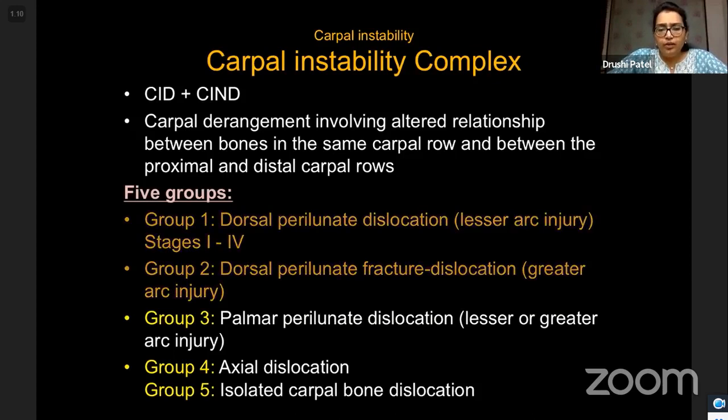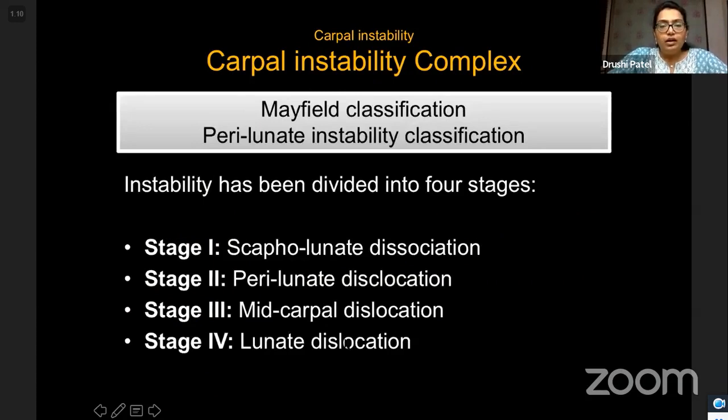We are going to see only the first two, because of the perilunate, because of the presence of the space of Poirier at the volar aspect, it is the dorsal dislocations of the lunate that occur. And dorsal perilunate dislocations are quite common. There are 4 types in it. And when these perilunate dislocations are associated with a fracture, they are known as dorsal perilunate fracture dislocations. Okay, palmar dislocations are very rare. We are not going to look at the other types. So coming to perilunate instability, there are 4 stages that it goes through.